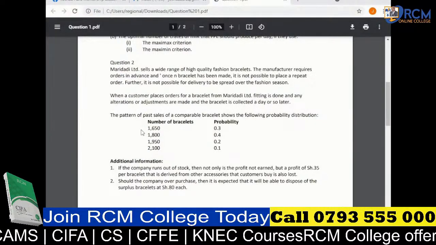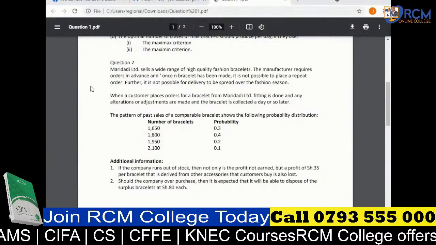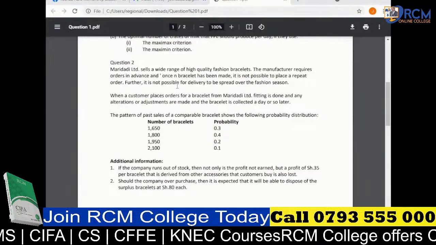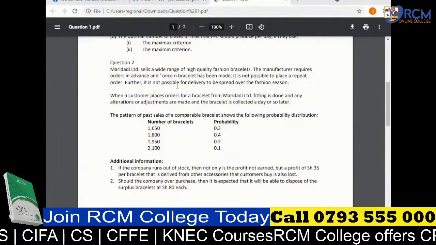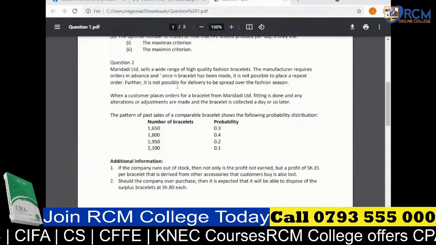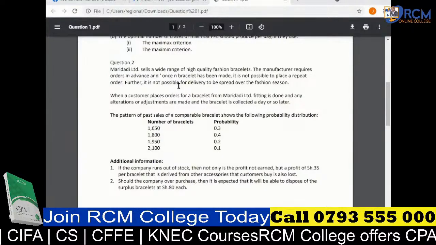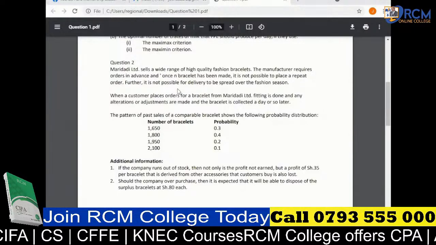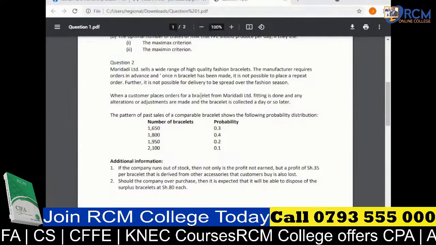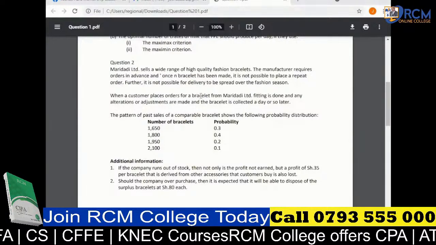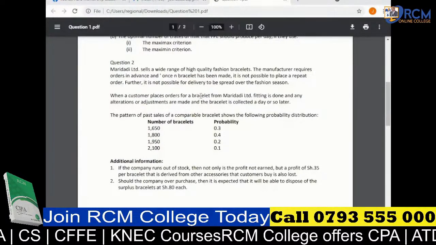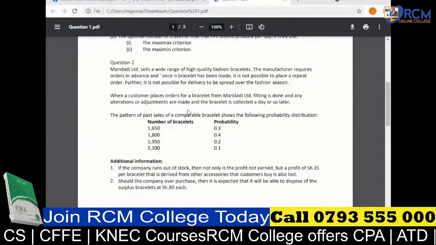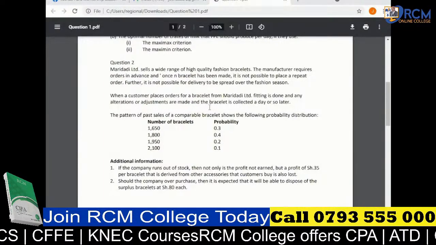So, ladies and gentlemen, we are told here, question number 2. Maridadi Limited sells a wide range of high-quality fashion bracelets. The manufacturer requires orders in advance, and once a bracelet has been made, it's not possible to place a repeat order. Further, it's not possible for delivery to be spread over the fashion season. When a customer places orders for a bracelet from Maridadi Limited, fitting is done and any alterations or adjustments are made, and the bracelet is collected a day or so later.